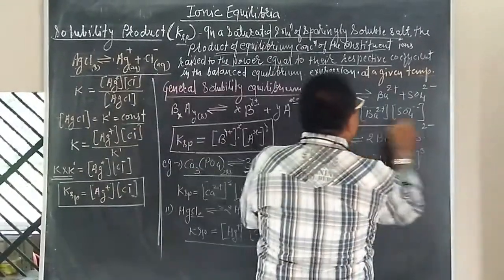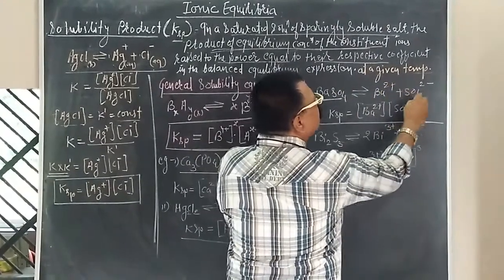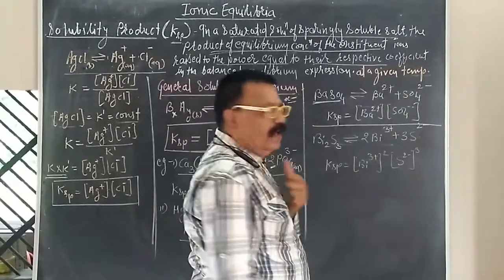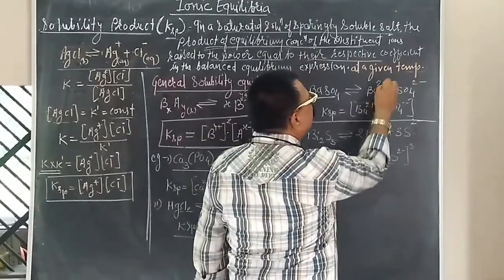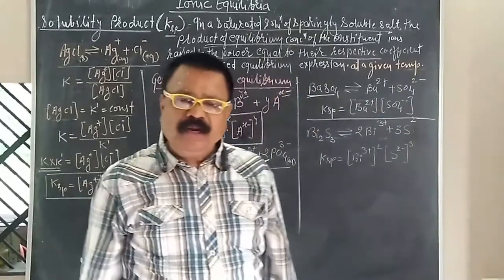वेरी सिमिलर मैनर यहाँ पे अगर आप देखें तो बेरियम सल्फेट Ba2 पॉजिटिव प्लस सल्फेट 2 नेगेटिव, यानी यहाँ पे कोएफिशिएंट कितना है, 1 1. यानी इसका मतलब ये होगा कि concentration of the Ba2 positive into concentration of the sulfate 2 negative, that is the solubility product.